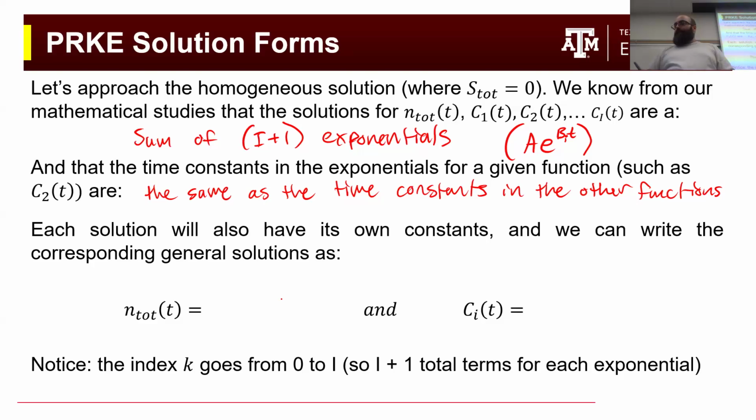If we generalize that, then the solution for the total neutron density is going to look like a sum going from k equals 0 all the way up to big I, with an a sub k times e to the omega_k times t.